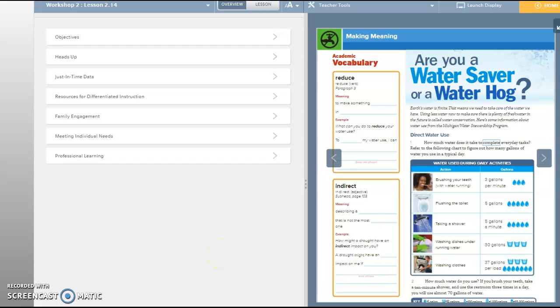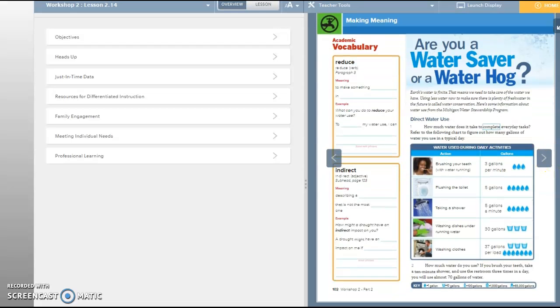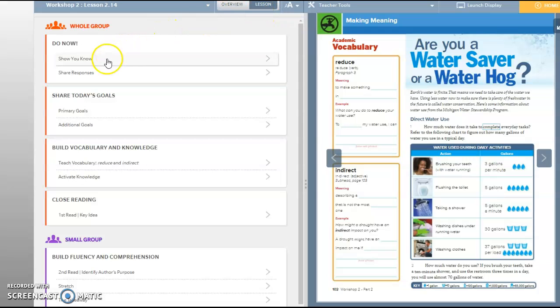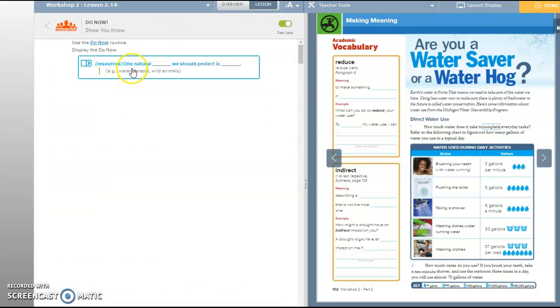All right, this is pages 102 and 103 in your books. Okay, so we're going to look at a little bit of vocabulary. Today's do now: one natural resource we should protect is blank.